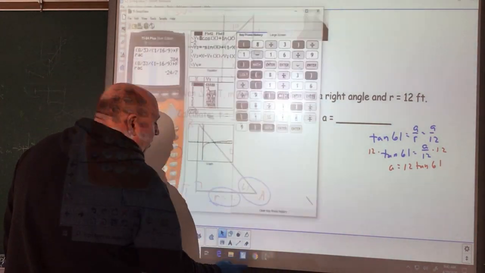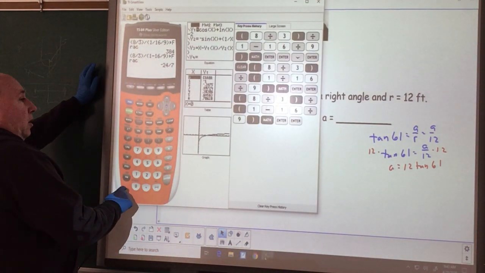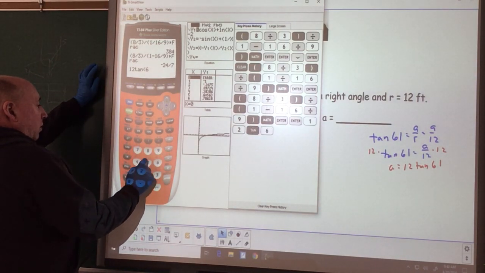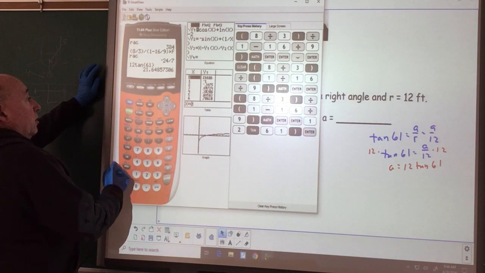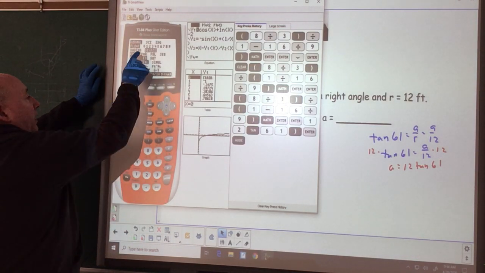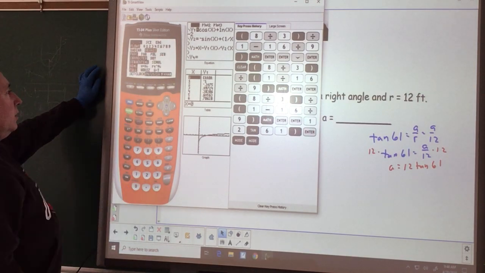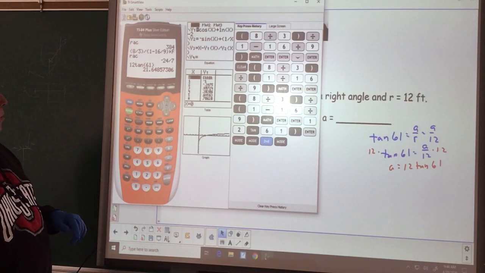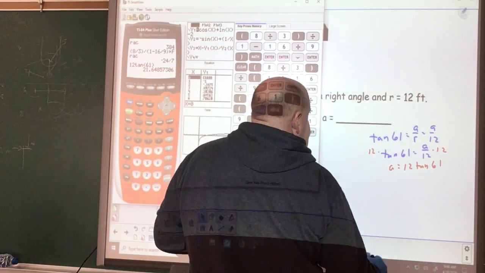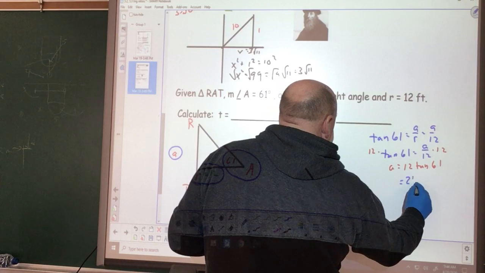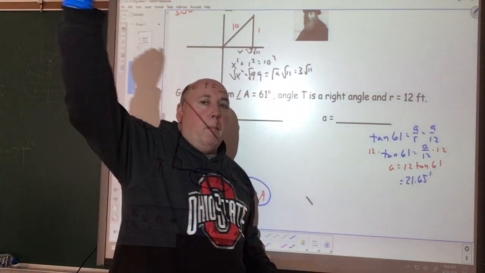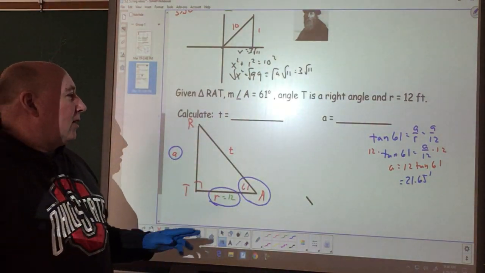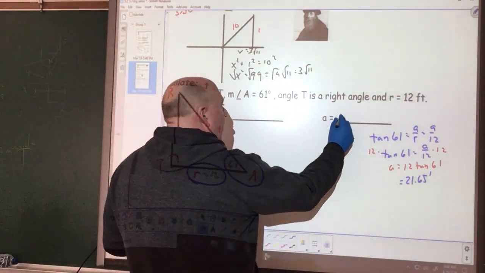So in our calculator, make sure we're in degree mode. We have 12 tangent of 61. Hopefully I'm in the degree mode. I want to check to make sure. Yes, I'm in my degree mode. So let's quit out of that. So I get 21.65. And that's feet. Boom, boom, boom. Yeah, that's what I'm talking about. 21.65 feet.